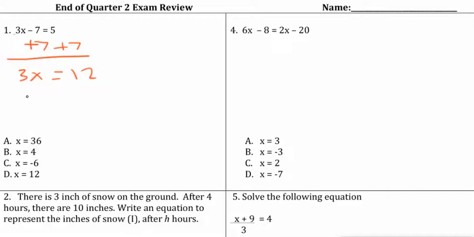Now I have 3 x's, but I only want to know what 1 is, so I'm going to divide by 3 on both sides. And then I end up with x equals 4, which is B.